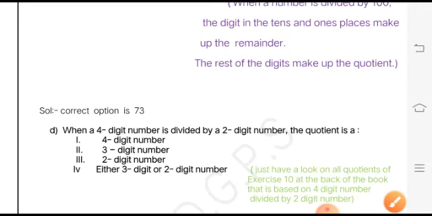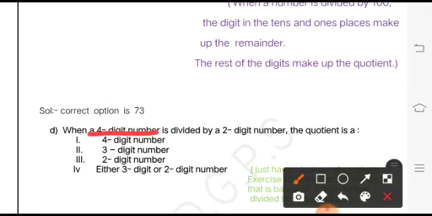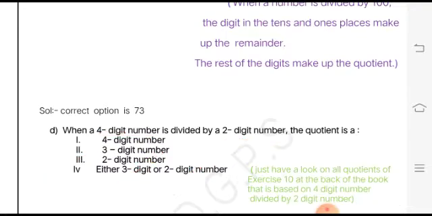Next is, when a 4-digit number is divided by a 2-digit number, the quotient is a, and the options are 4-digit number, 3-digit number, 2-digit number, or fourth one is either 3 or 2-digit number. If we look at the previous questions, all the exercises, you can see that when we divide a 4-digit number by a 2-digit number, in certain cases we get a 3-digit number and in certain cases we get a 2-digit number. That means option fourth is true.